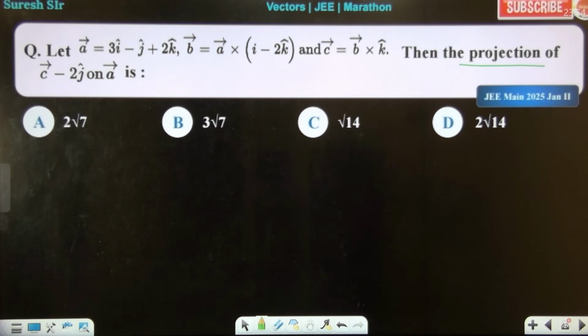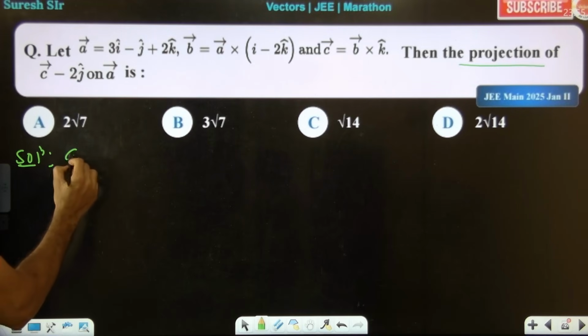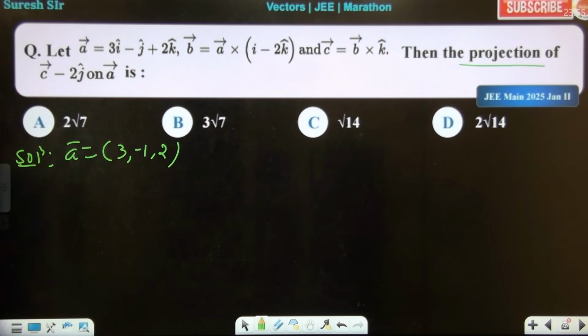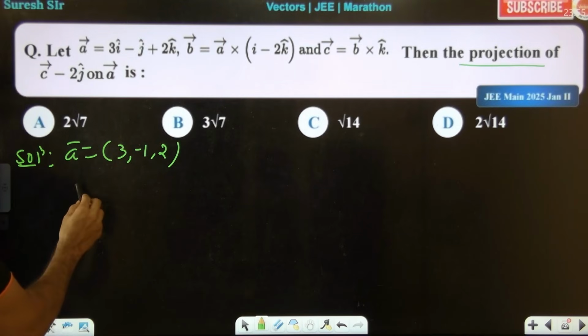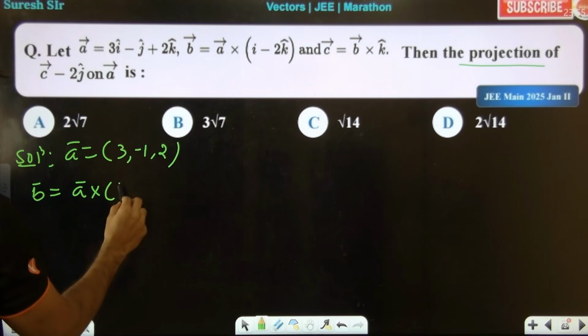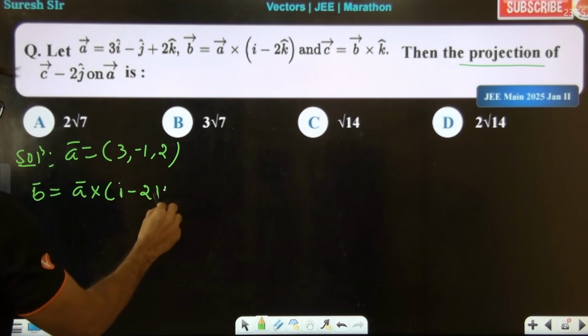Sir, how do I deal with this? 3 minus 1, 2 is given, right? So what is A vector? A vector is basically 3 minus 1, 2, sir. What is B vector here? First, B vector will be solved. B is A cross I minus 2k.